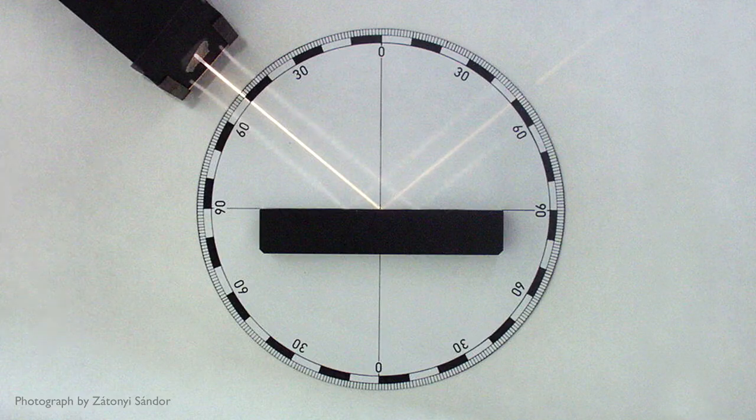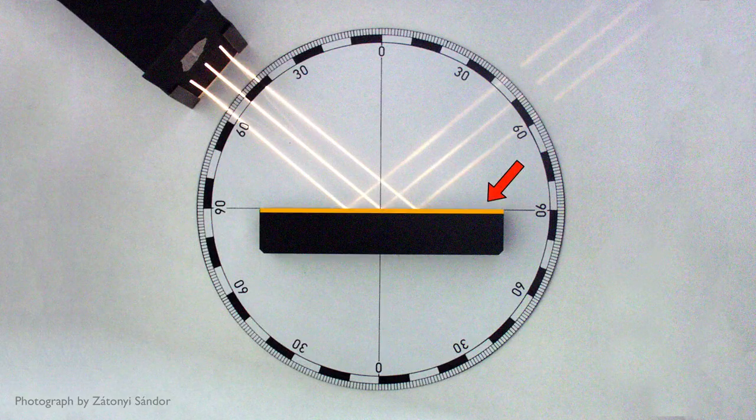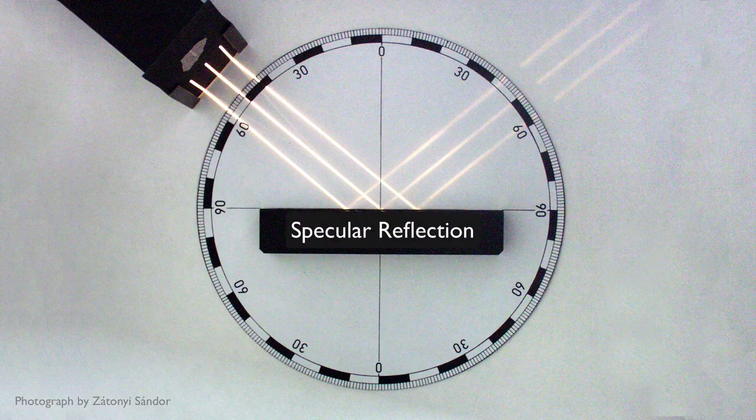Now let's do it with three rays. The surface that the laser shines on is a mirror. Because of this, all the rays are reflected perfectly. This type of reflection is called a specular reflection, from the Latin word speculum, or mirror. On a microscopic level, a mirror is an incredibly smooth surface, but most materials are not that smooth.